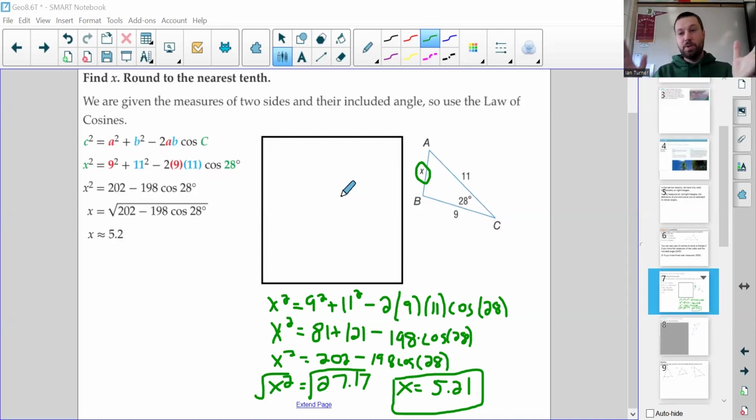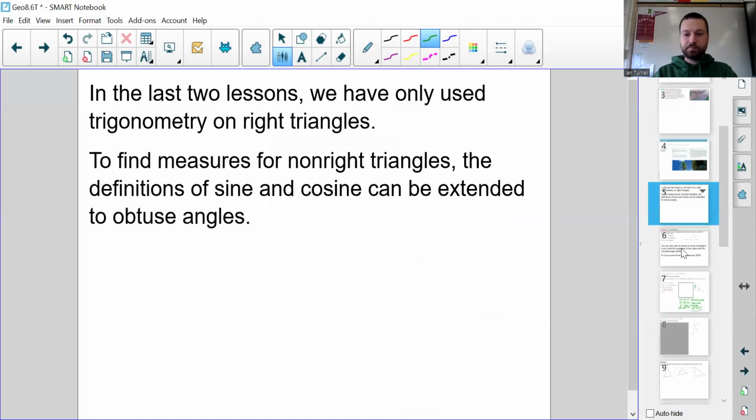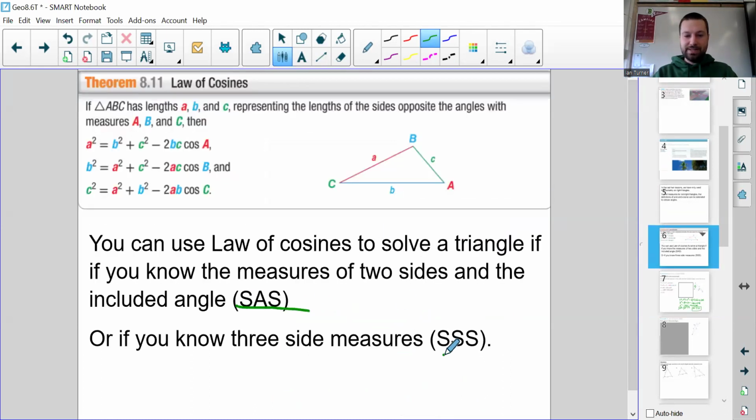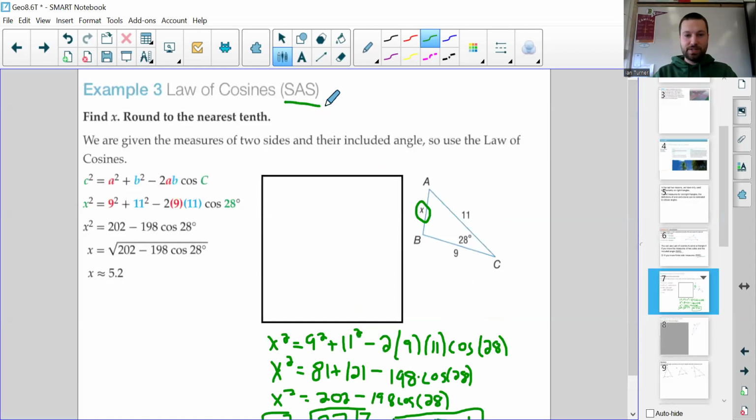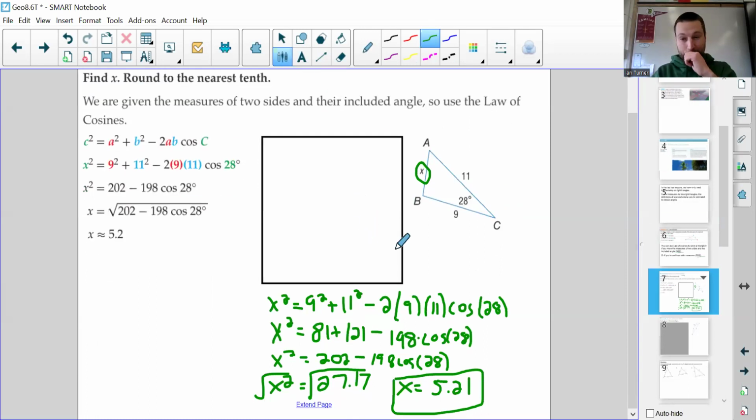Well, that's our first example. Now we're gonna do another example where we have two sides. Remember, we had two ways we could do it. Side angle side and side side side. We did the side angle side version here, right? Let's do a side side side version. See how we're feeling.